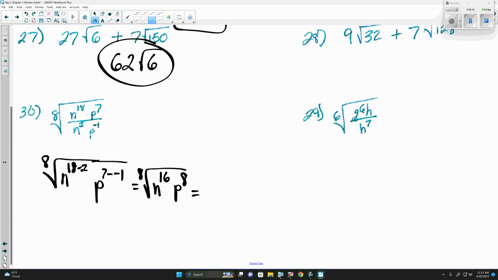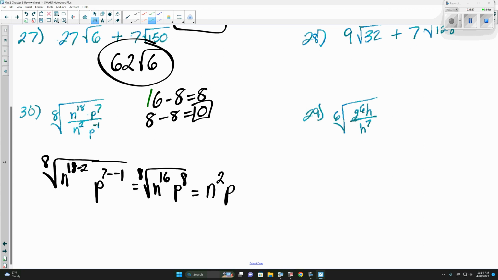8. Now at this point here, we need to see how many groups of 8 we can take away from n to the 16th. How many groups of 8 can we remove from 16? 2. Do we have any left over? No. Because 16 minus 8 is 8. 8 minus 8 is 0. We have 0 left over.